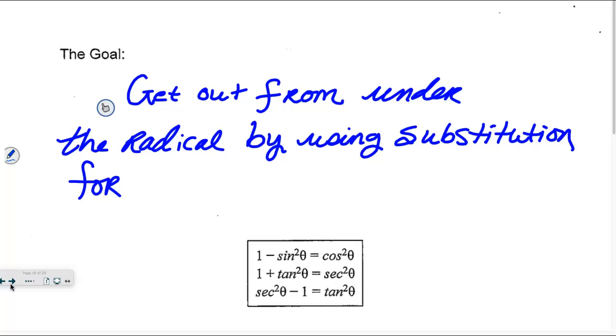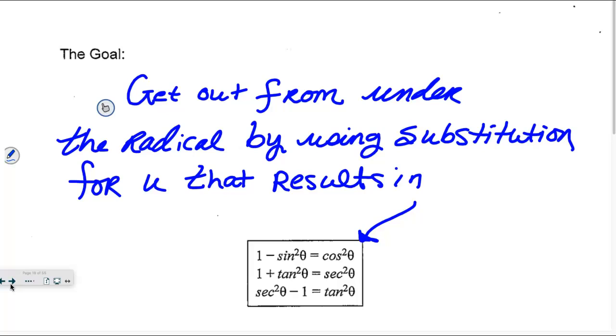By using substitution for u, that results in, draw an arrow, one of those three. Because if you can get 1 minus sine squared, it'll pass to cosine squared, you'll root it, and boom, you're out. If you can get 1 plus tangent squared, you can replace it, you'll root it, and you're out from under the root. Similarly, this one is just this guy with a tweak.